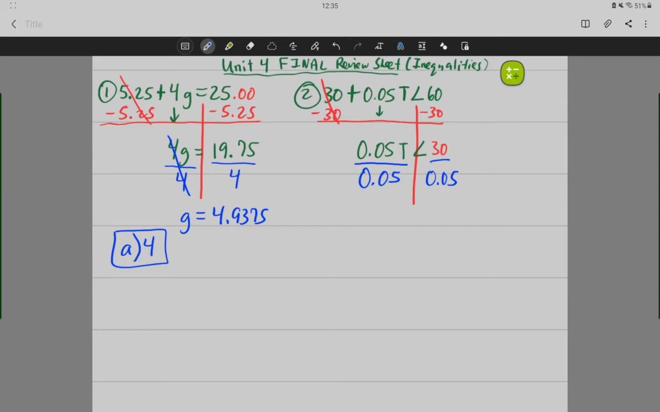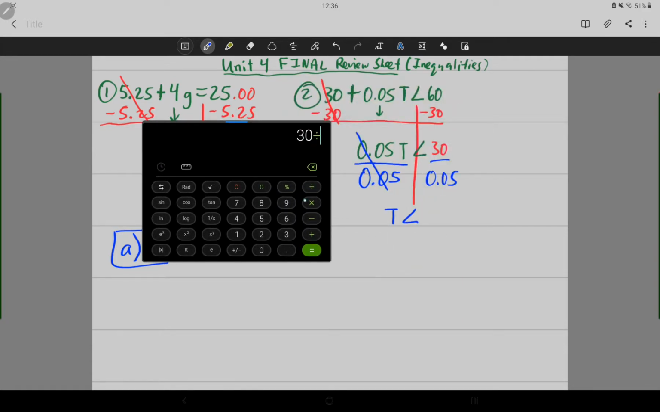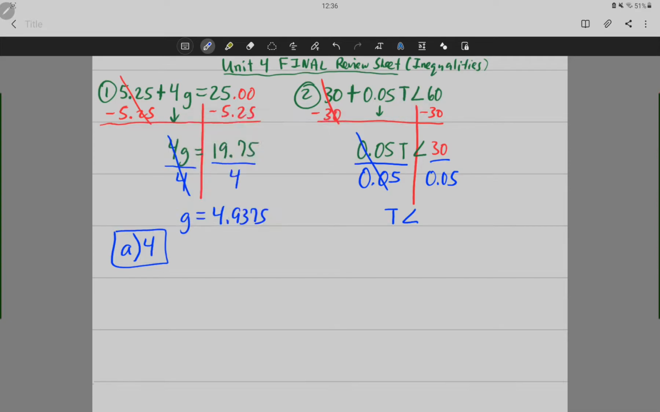0.05 divided by itself is 1. We could just cancel that. Bring down our variable t and our inequality symbol less than. And then use our calculator to divide 30 divided by 0.05, which is 600. So t less than 600, choice A is our answer. So the number of texts Heather can send each month to stay within her budget is less than 600 texts.